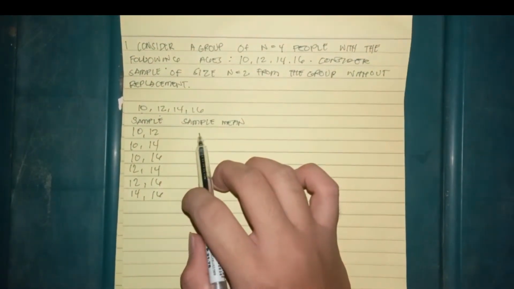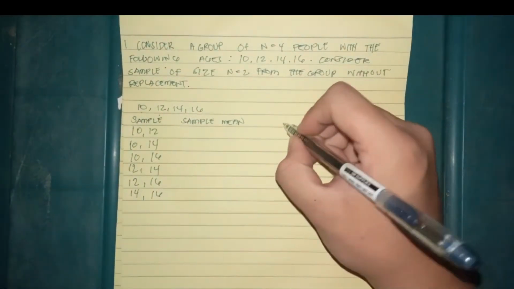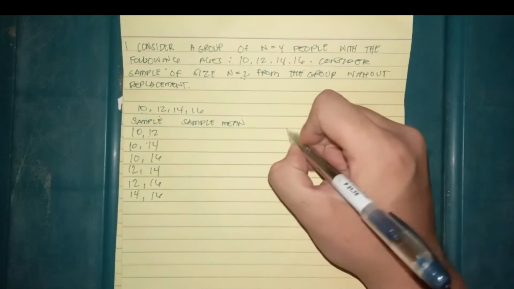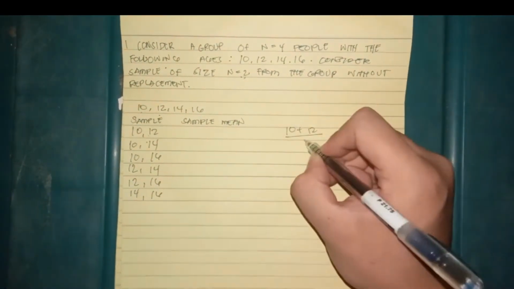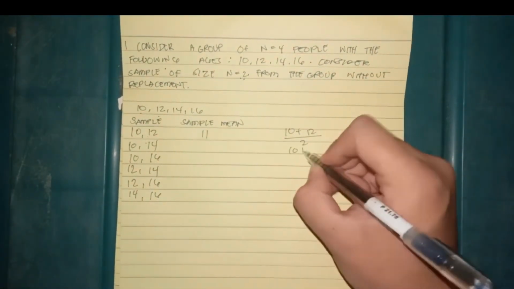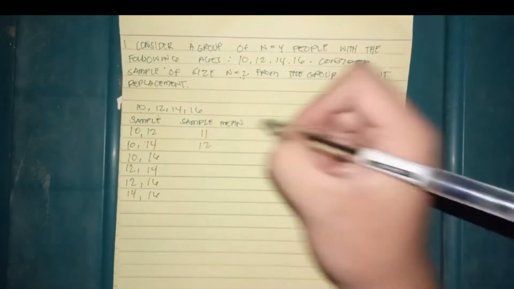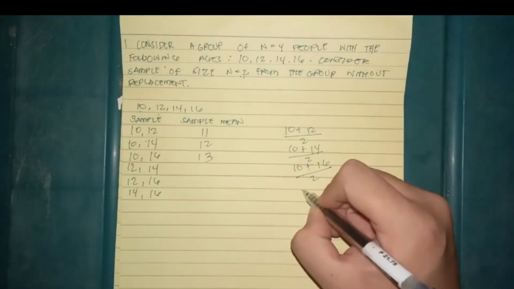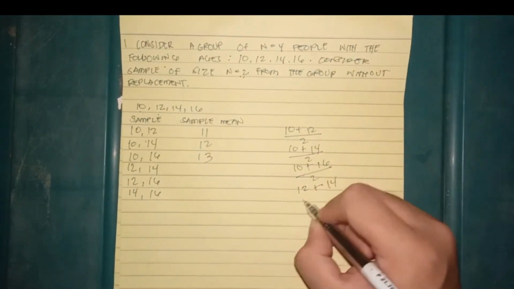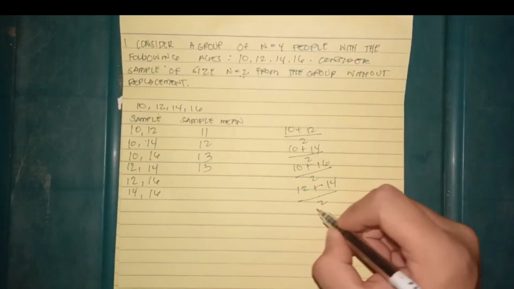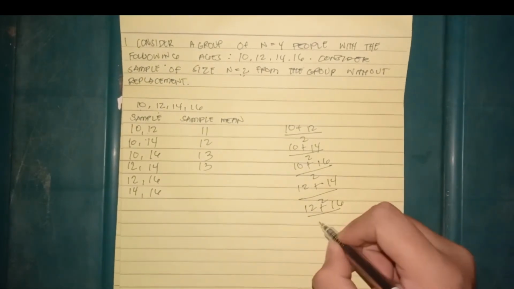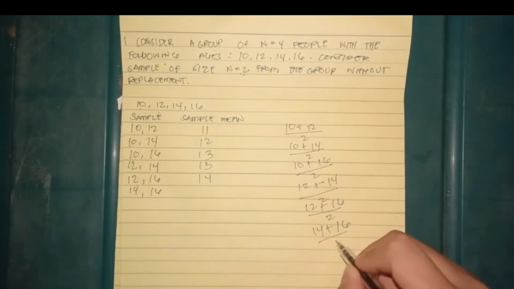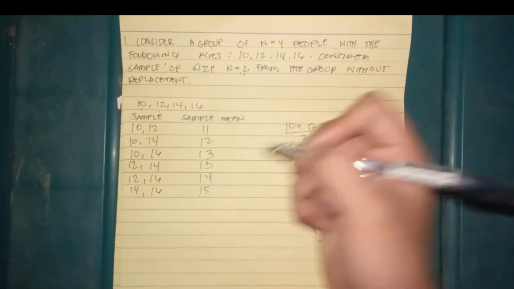Ang sunod na gagawin natin para makuha natin yung sample mean is ipag-plus natin sila and then divide by the size, which is 2. 10 plus 12 over 2 is equals to 11. 10 plus 14 over 2 is equals to 12. 10 plus 16 over 2 is equals to 13. 12 plus 14 over 2 is equals to 13. 12 plus 16 over 2 is equals to 14. 14 plus 16 over 2 is equals to 15. Yan.